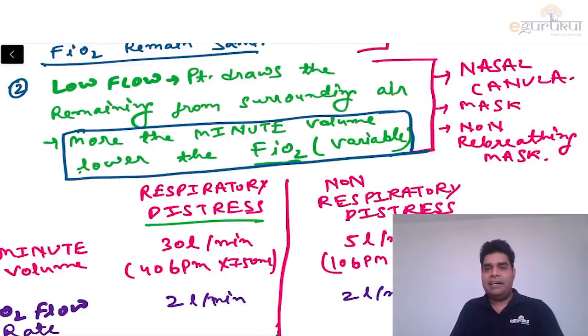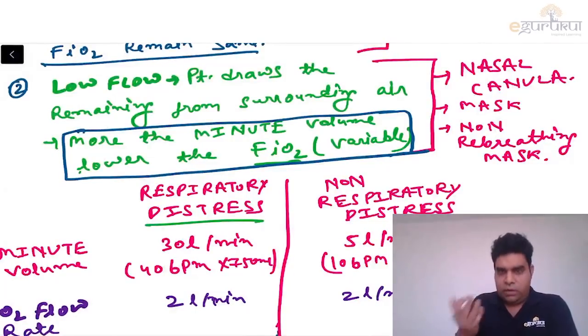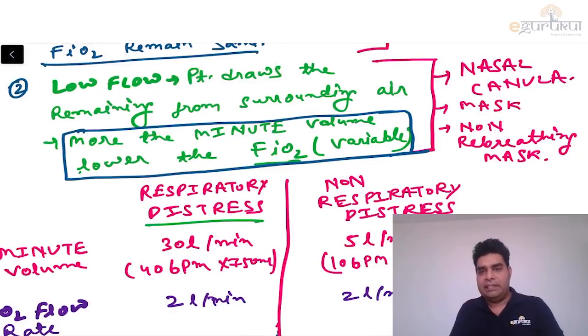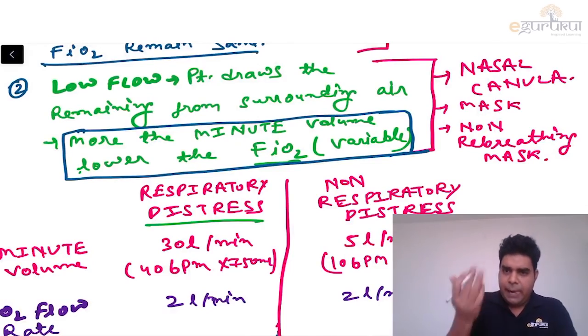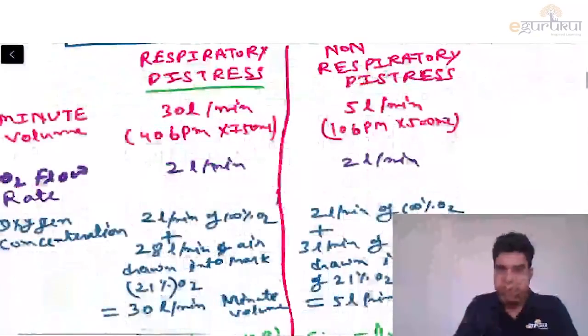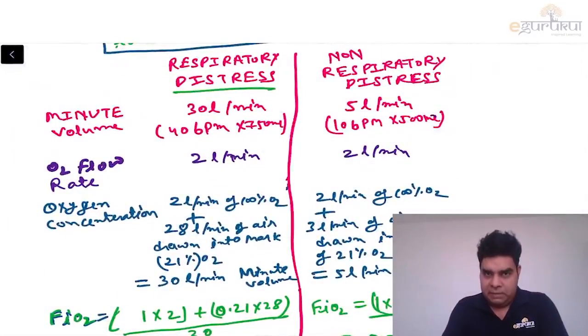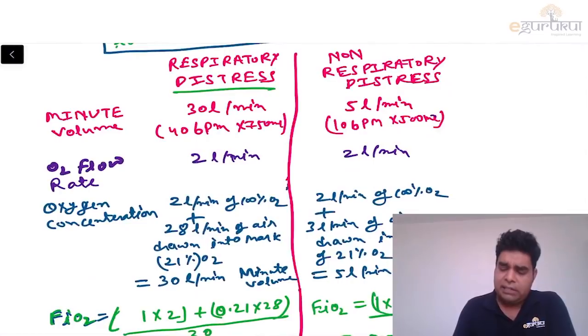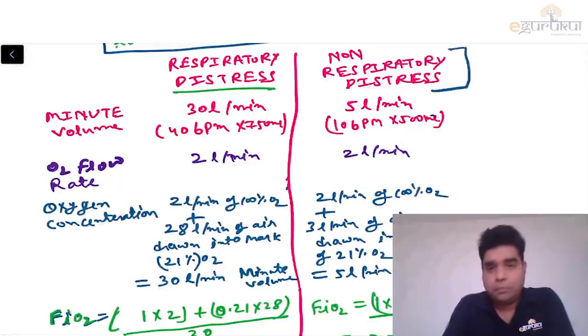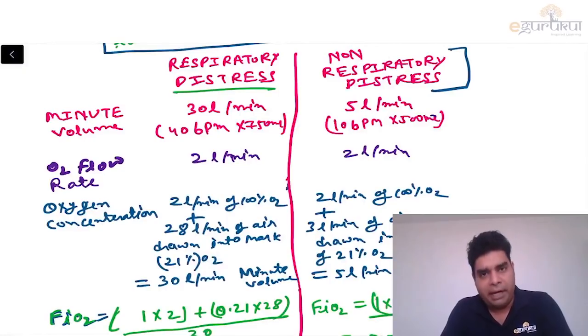So as a result, the fraction of oxygen in the inspired air becomes low. Remember, when the minute volume increases, FiO2 becomes lower. Let me explain how we calculate FiO2 and what happens when the patient is in respiratory distress. When the patient is not in respiratory distress, suppose he is taking 5 liters of air per minute.